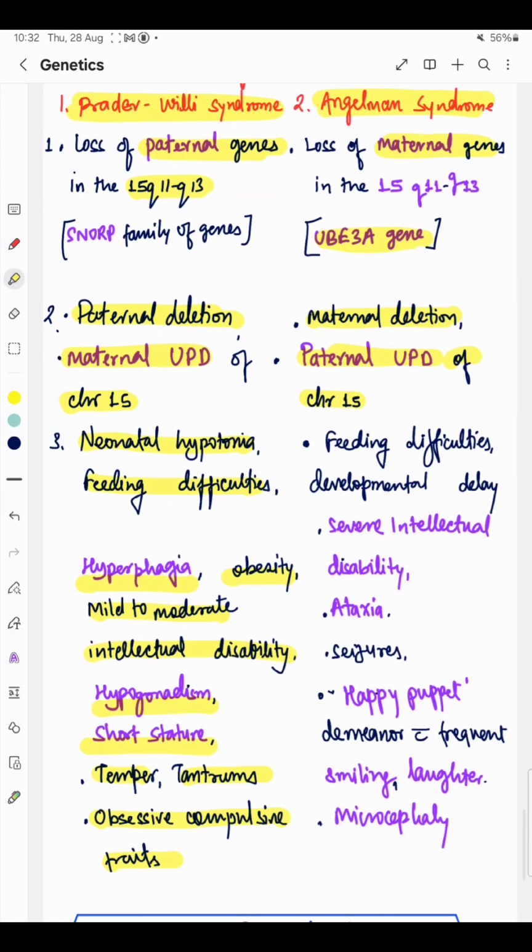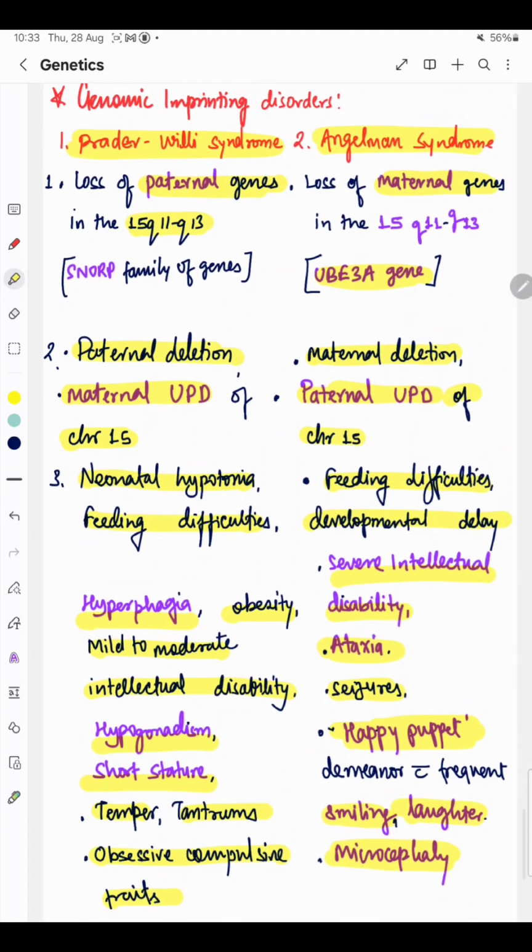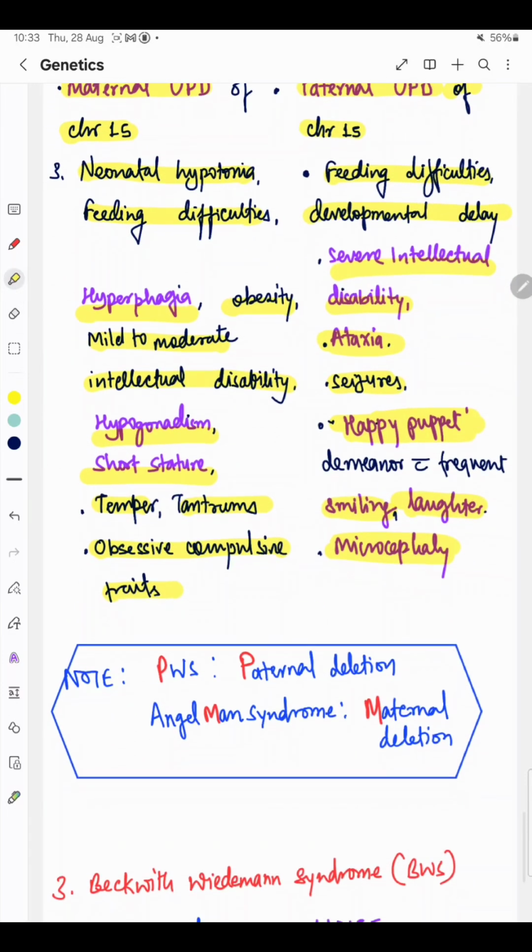And patients with Angelman syndrome present with feeding difficulties, developmental delays, severe intellectual disability, ataxia, seizures, and a happy puppet demeanor. Basically, they are ataxic and frequently smiling and laughing. Microcephaly is also noted in Angelman syndrome. So there is a mnemonic: in Prader-Willi syndrome, P stands for paternal deletion, and in Angelman syndrome, M stands for maternal deletion.